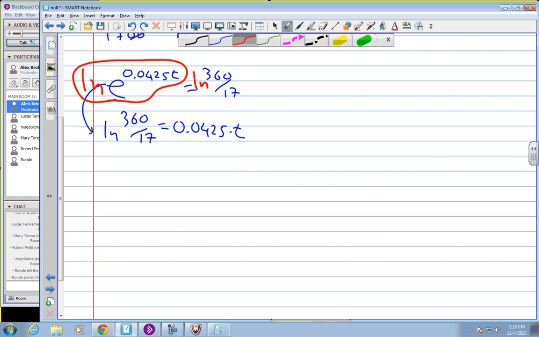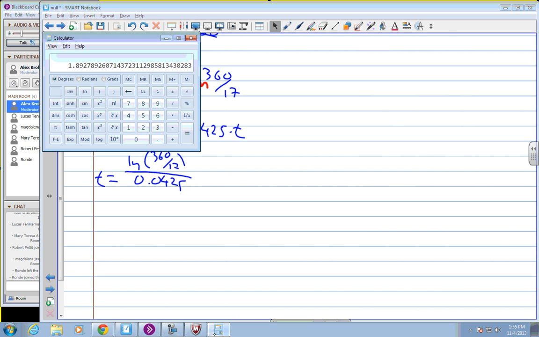Did you plug it into a calculator already? So t equals natural log of 360 over 17 divided by 0.0425. I trust your calculator, but if I do this, 360 over 17 is that many. Take natural log of that, some humongous number, divided by 0.0425. So that's 72 years, almost. You'll have to wait that long for that amount to grow to $36,000. The car might be gone by then, so you might want to do something else.